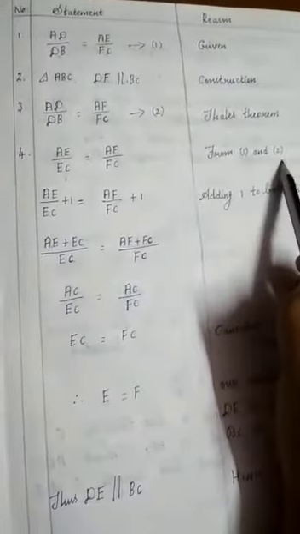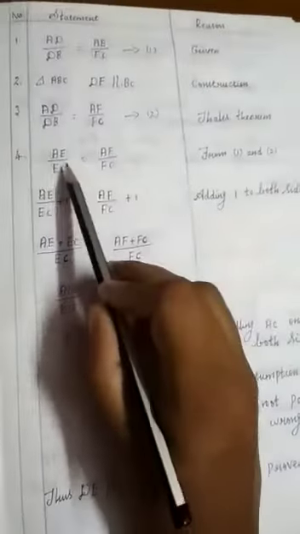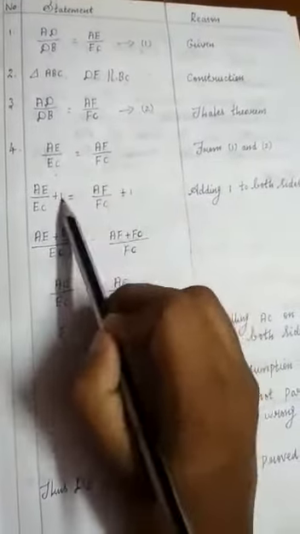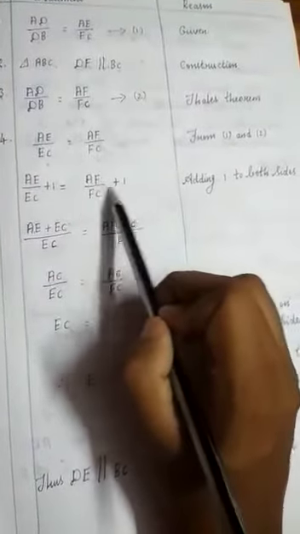Okay, so the next step, you are going to add 1 on both sides. So adding 1 on both sides, on the left hand side and the right hand side: AE divided by EC plus 1 is equal to AF divided by FC plus 1.